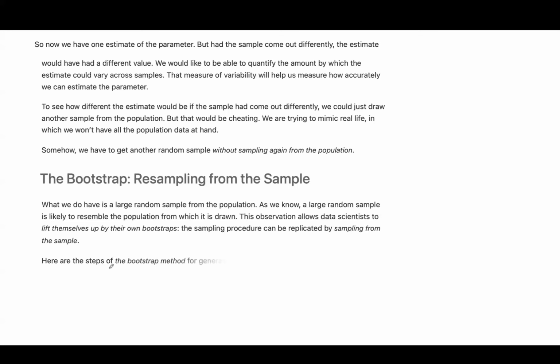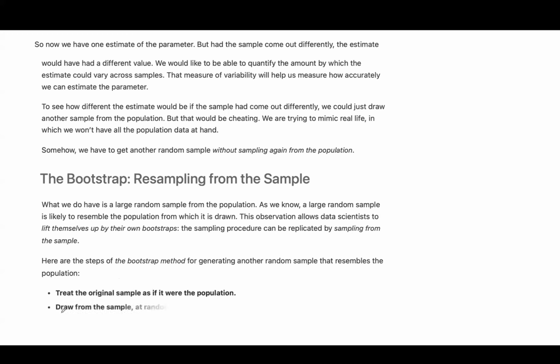Here are the steps for the bootstrap method for generating another random sample that resembles the population. First of all, treat the original sample as if it were the population. Next, draw from the sample at random with replacement the same number of times as the original sample size. Very good. It's important to resample the same number of times as the original sample size.